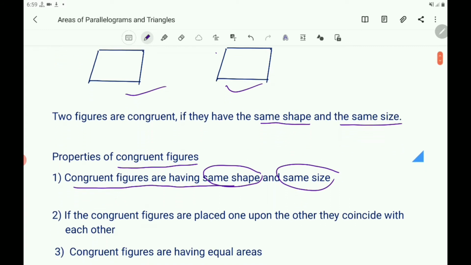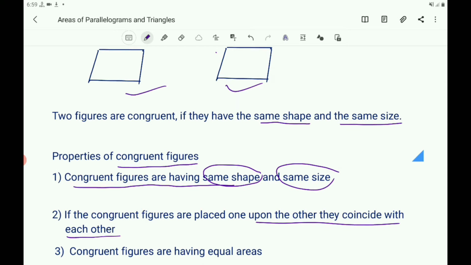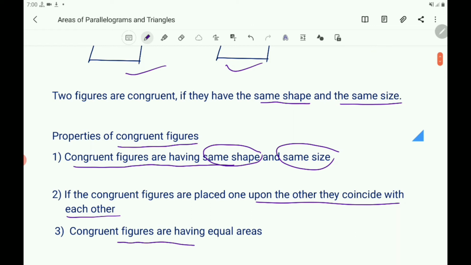If congruent figures are placed one upon the other, they coincide with each other. If you keep one triangular shape on another triangular shape which is congruent, they superimpose and coincide with each other. And next, congruent figures have equal areas. The areas of congruent figures are equal.